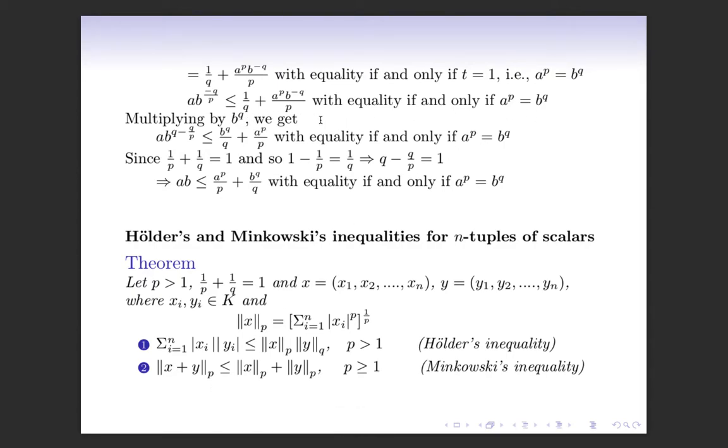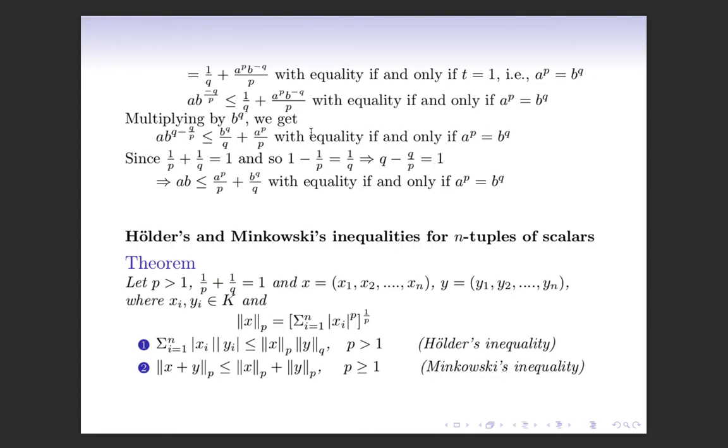If we multiply both the sides by b to the power q, then we get a to the power 1 into b to the power q into b to the power minus q by p. That means b to the power q minus q by p. And this is less than or equal to b to the power q divided by q, plus here we have a to the power p into b to the power 0. So we have a to the power p divided by p. And equality holds if and only if a to the power p is equal to b to the power q.